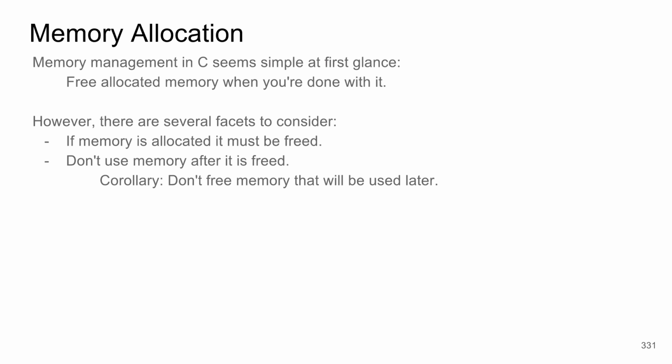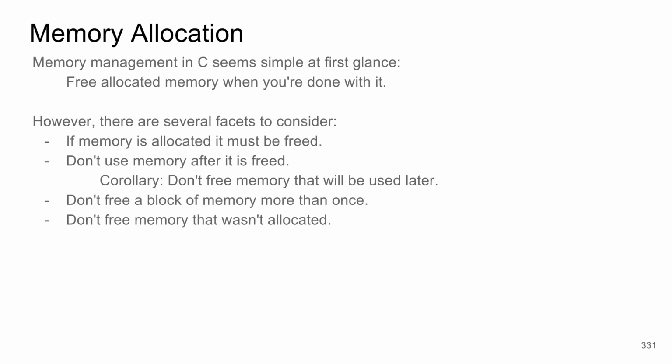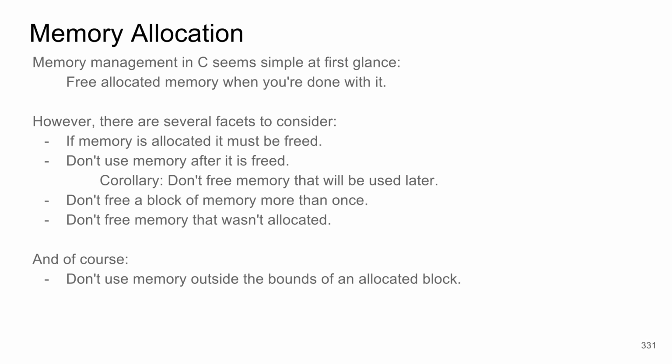Something similar is don't free memory that will be used later. Don't free a block of memory more than once. These are all issues that we have to consider when using dynamic memory allocation. So another issue is don't free memory that wasn't allocated, right? So if we declared an array as a local variable and we tried to free it, that would be an error, right? And of course the final one is don't use memory outside the bounds of an allocated block.